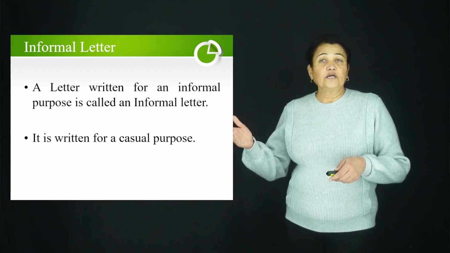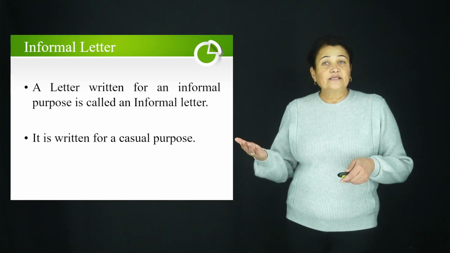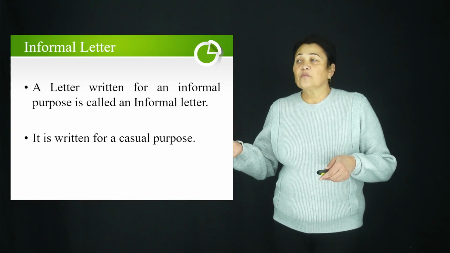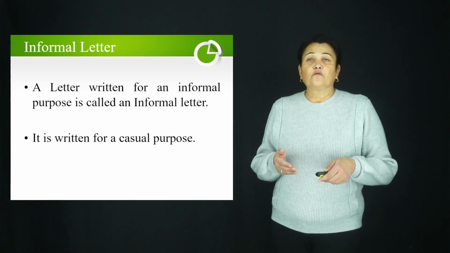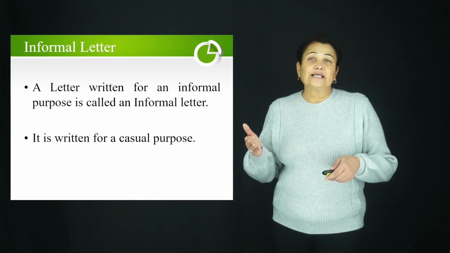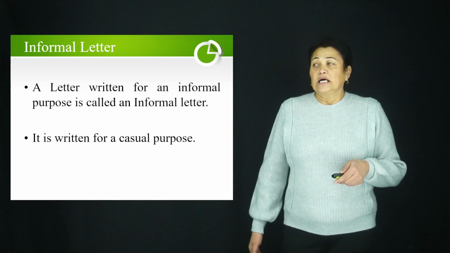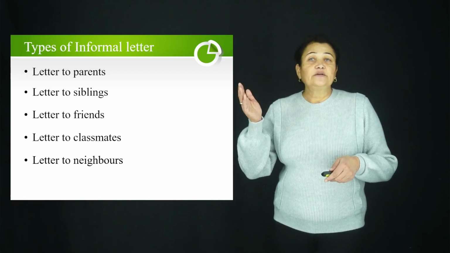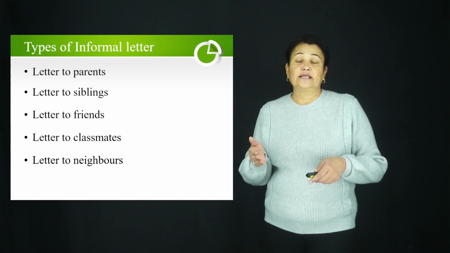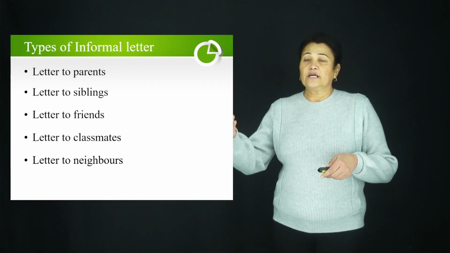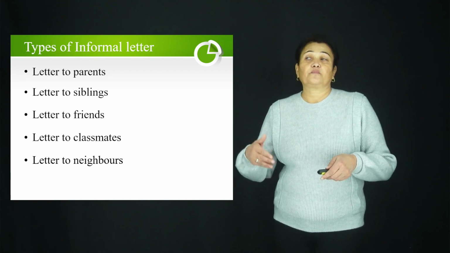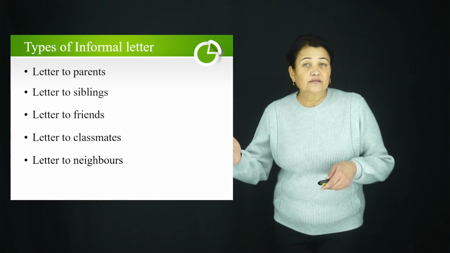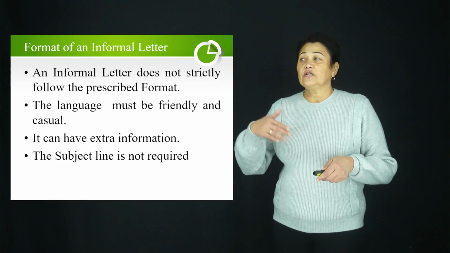Next, we are moving to informal letters. Let's try to explain what informal letters are. A letter written for an informal purpose is called an informal letter. Informal letters are written for casual purposes. There are different types of informal letters. First of all, you can write informal letters to your parents, to your siblings, to your friends, to your classmates, to your course mates, and to your neighbors.